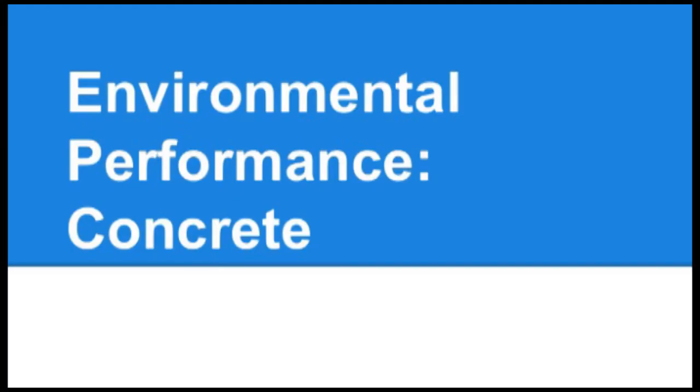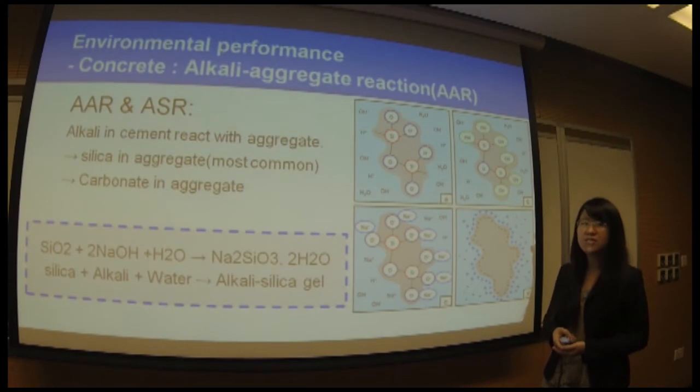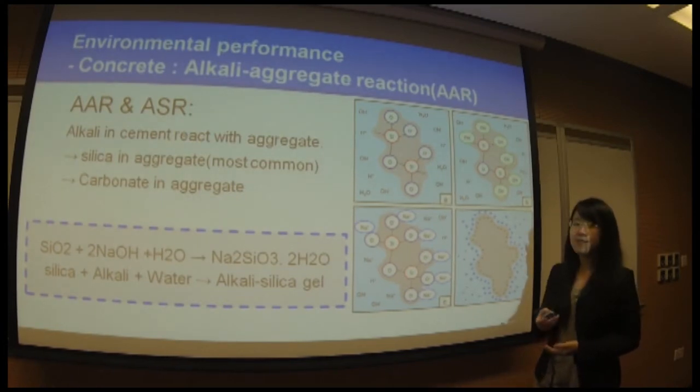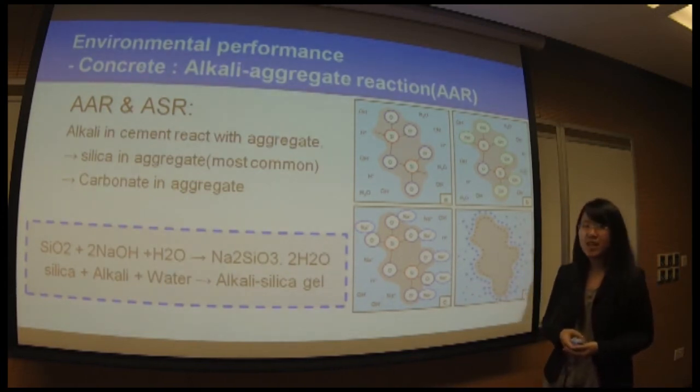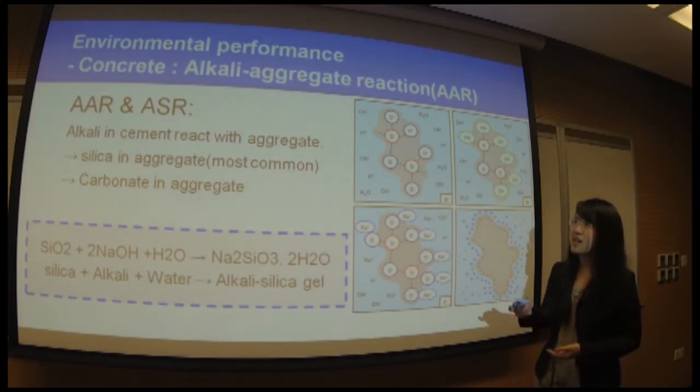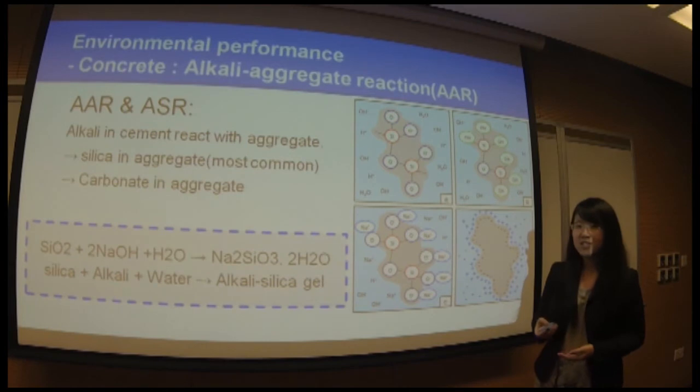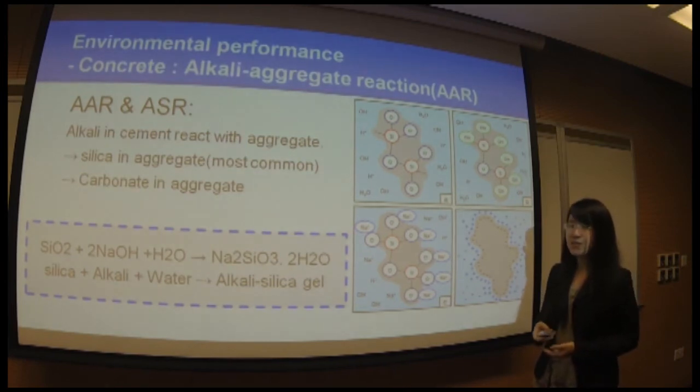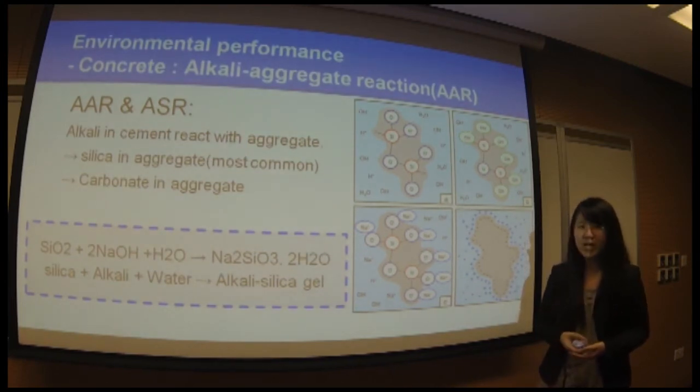So now I would like to talk about the environmental performance of concrete. In our project, we are focusing on one of the most common reactions affecting concrete structures, which is the alkali aggregate reaction, AAR. This reaction is defined as the alkali in cement reacting with the aggregates, for example, silicates or carbonates. But actually, silicate in aggregates is the most common reactant in this reaction.